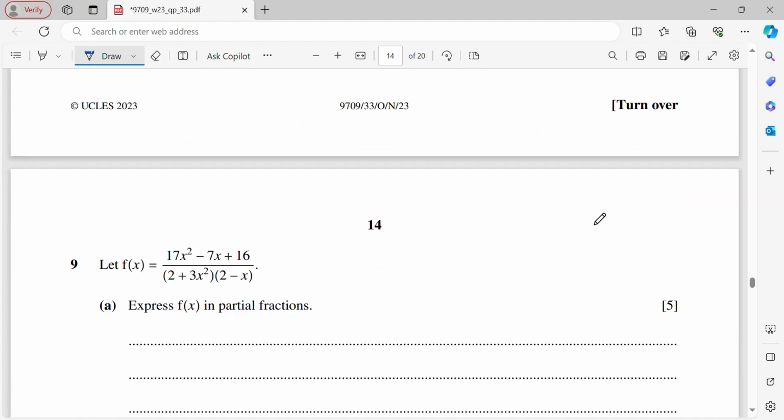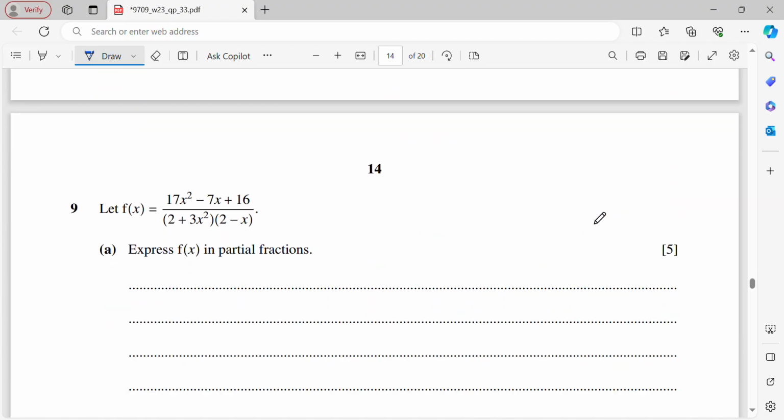Alright, so let's move on to the next question. Question number 9. Let f(x) be the rational function. Express f(x) in partial fractions. So first of all, I will rewrite the function.